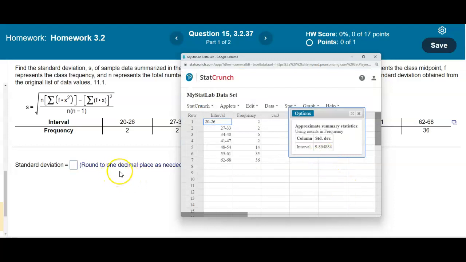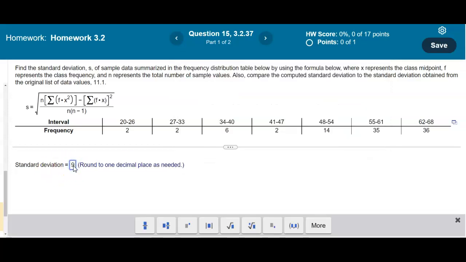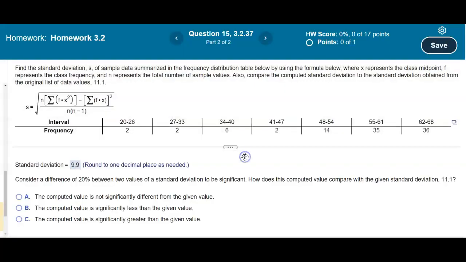And over here it says round to 1 decimal place. So if we round this to 1 decimal place, that's going to be 9.9. So therefore we get 9.9 for the standard deviation. Now it says consider a difference of 20% between two values of a standard deviation to be significant. How does this computed value compare with the given standard deviation of 11.1?